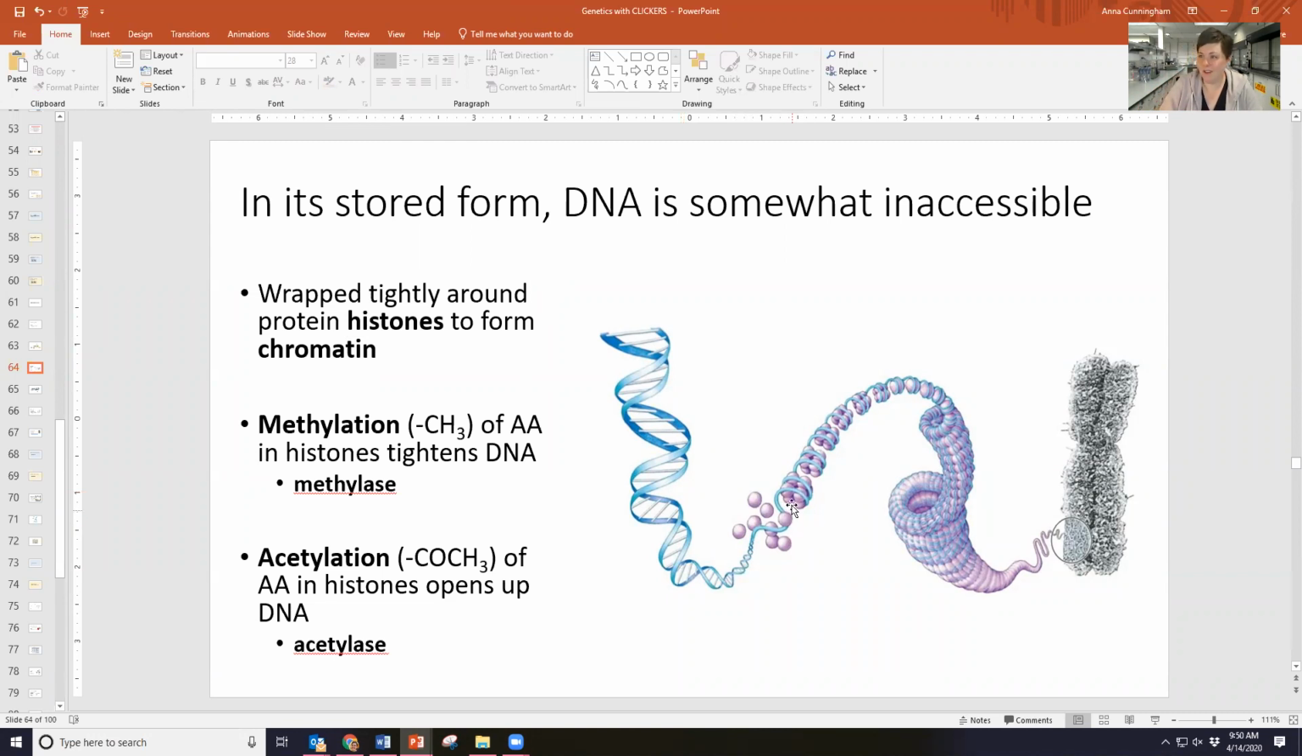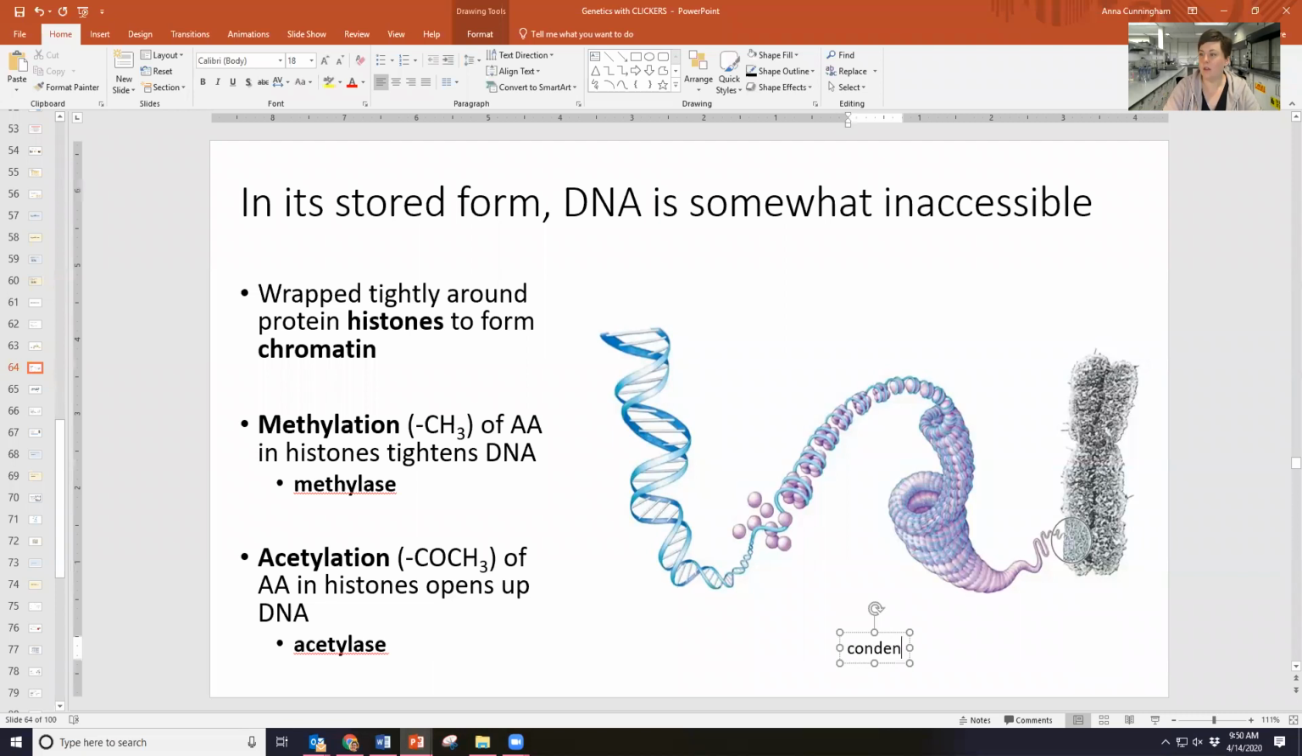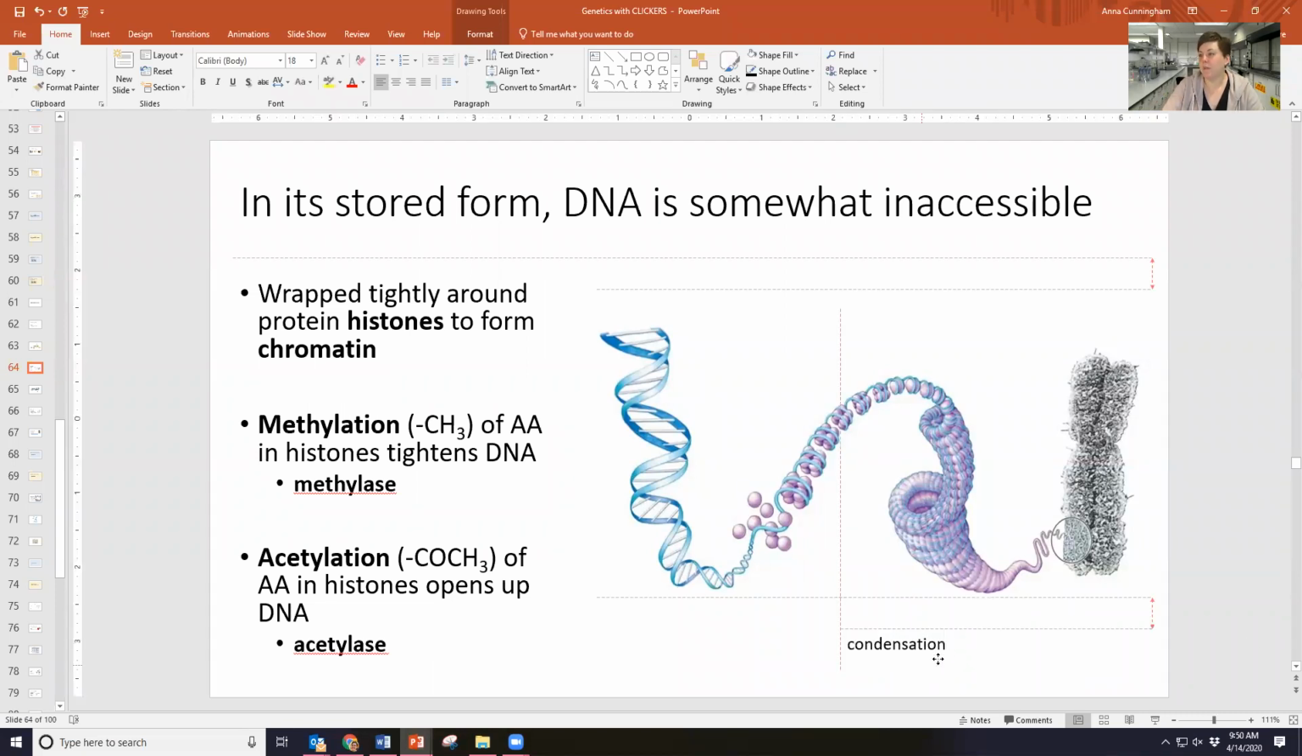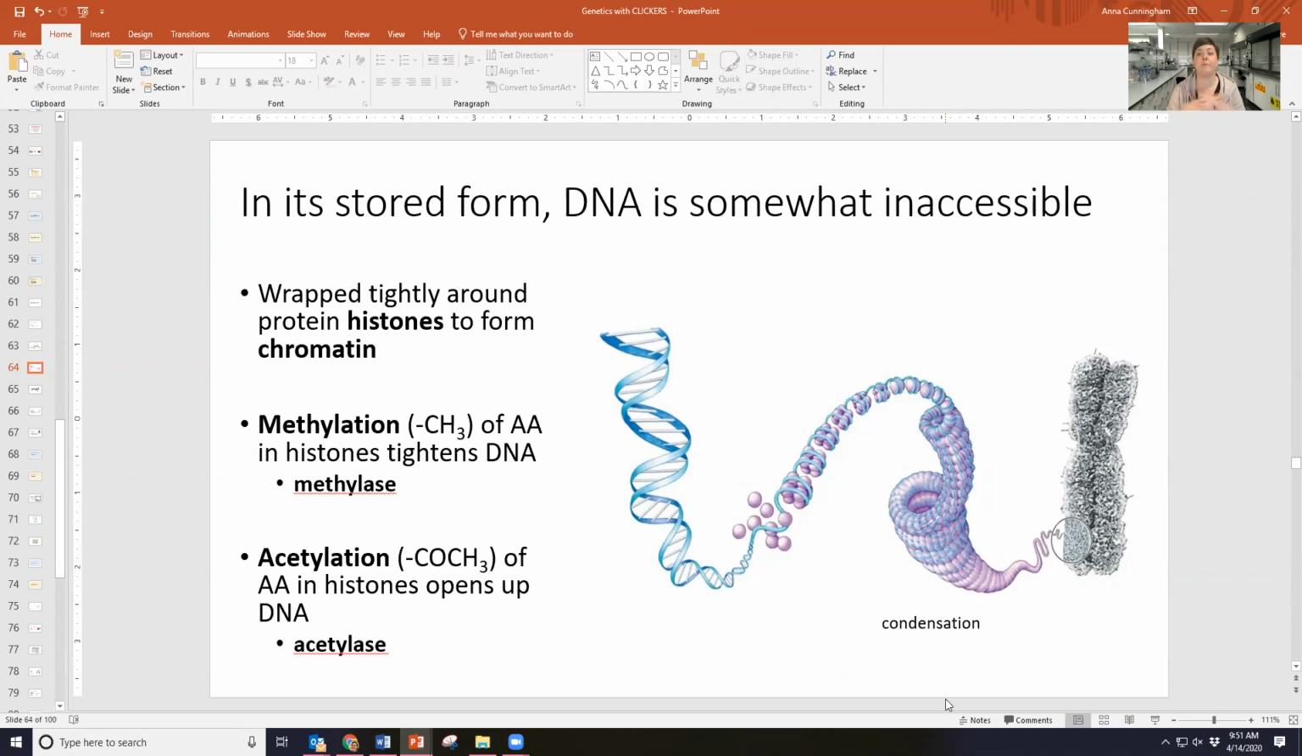So we wrap our DNA around histones, and then those histones bundle and wrap it even further, and then that's wrapped even further and further. When DNA is wrapped and wrapped like this, that's what we call being condensed, right? So DNA in its condensed form means that it's wrapped really tightly around those histones. Just a reminder that if we want to even start transcription and translation, right?